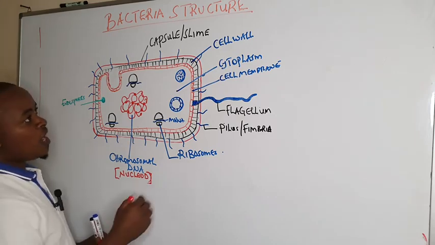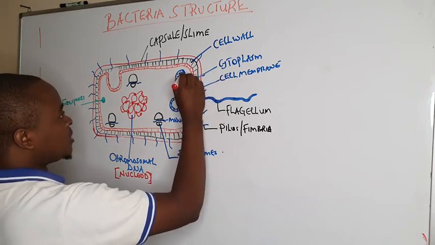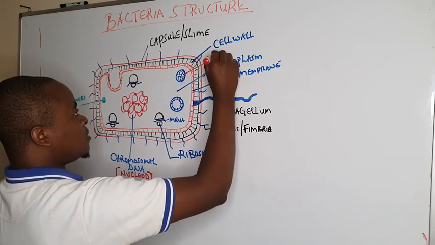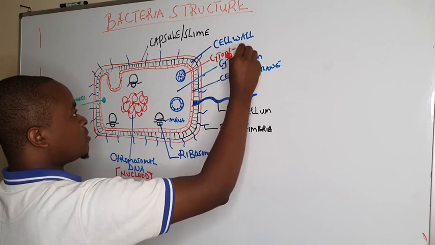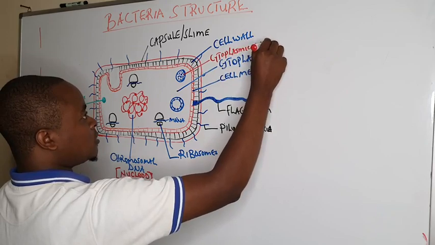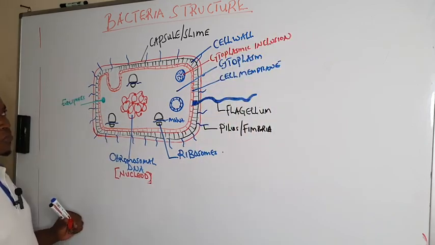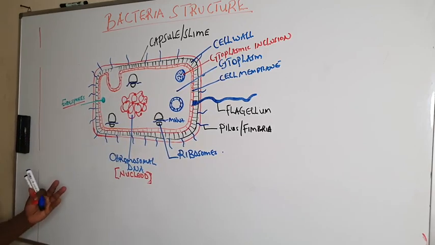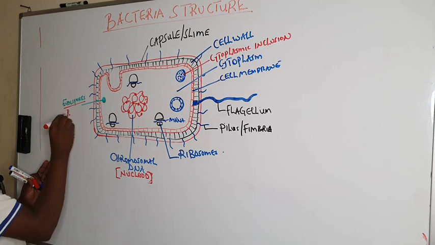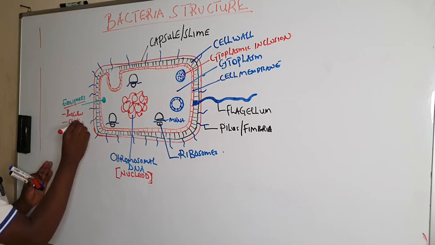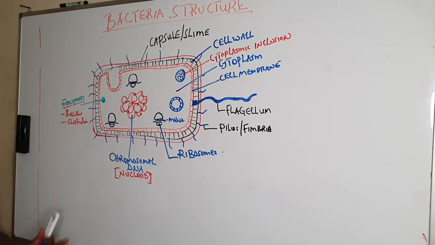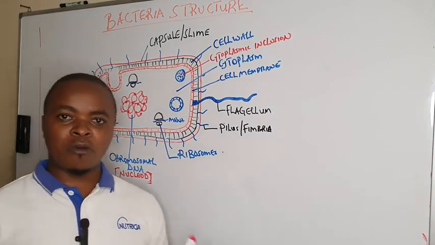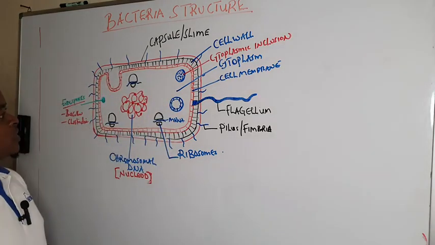Then we have also other components like the cytoplasmic inclusions, also present within the cytoplasm. We have also the endospores. Endospores are found in some bacteria like Bacillus anthracis. You can find them also in Clostridium species like Clostridium tetani. So these are two examples of bacteria which have spores within their cytoplasm.